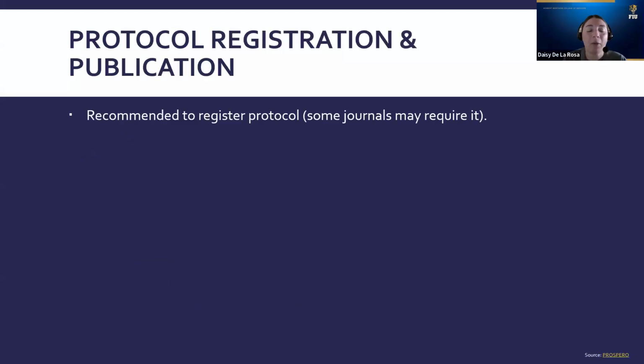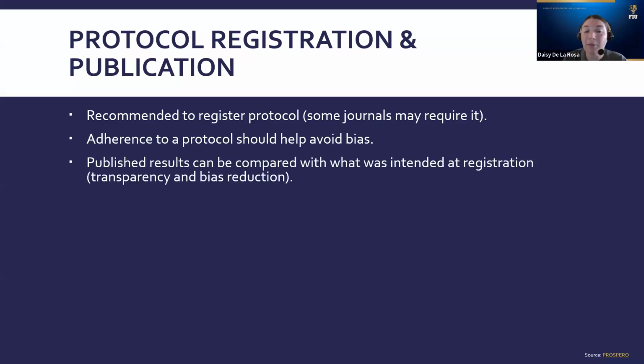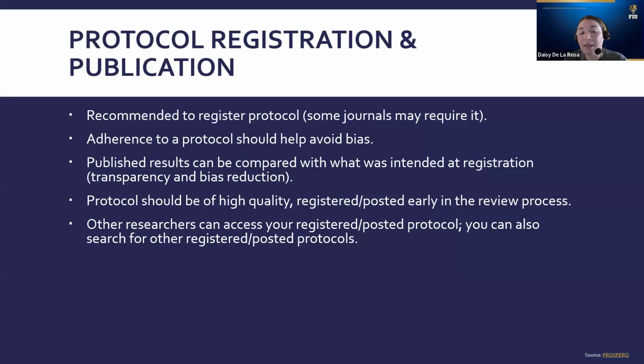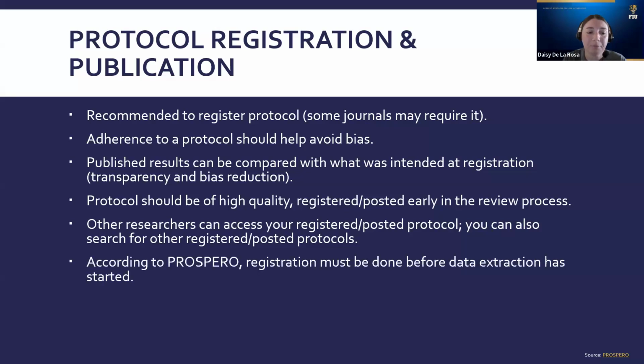Protocol registration. We do recommend to register the protocol. Some journals may even require a Prospero ID because that means you've registered the protocol. Adherence to the protocol shall help you avoid that bias. Published results can be compared with what was intended at the registration of that particular protocol. The protocol itself should be high quality, registered, posted early in the review process. And this allows other researchers to access the registered protocol. You can also search for other systematic reviews in process. So it is an important practice.